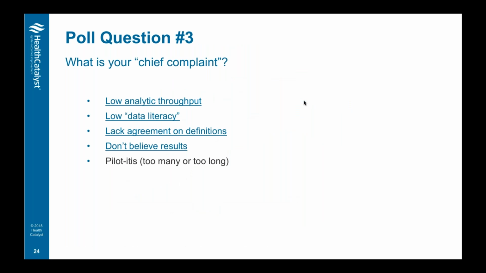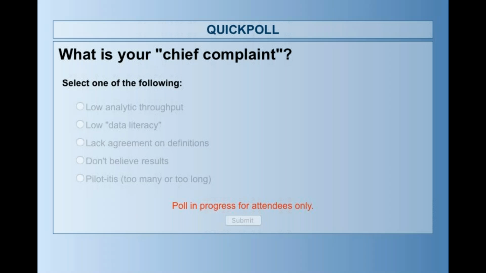Okay, our next poll question, Sarah. All right. In this poll question, we'd like to ask, what is your chief complaint? Your first option is low analytic throughput. Second option is low data literacy. Third option is lack agreement on definitions. Fourth option is don't believe results. And your fifth option is pilot-itis, too many or too long. You want to provide any additional details on any of those? Yeah, so this is going to direct the rest of our time together.